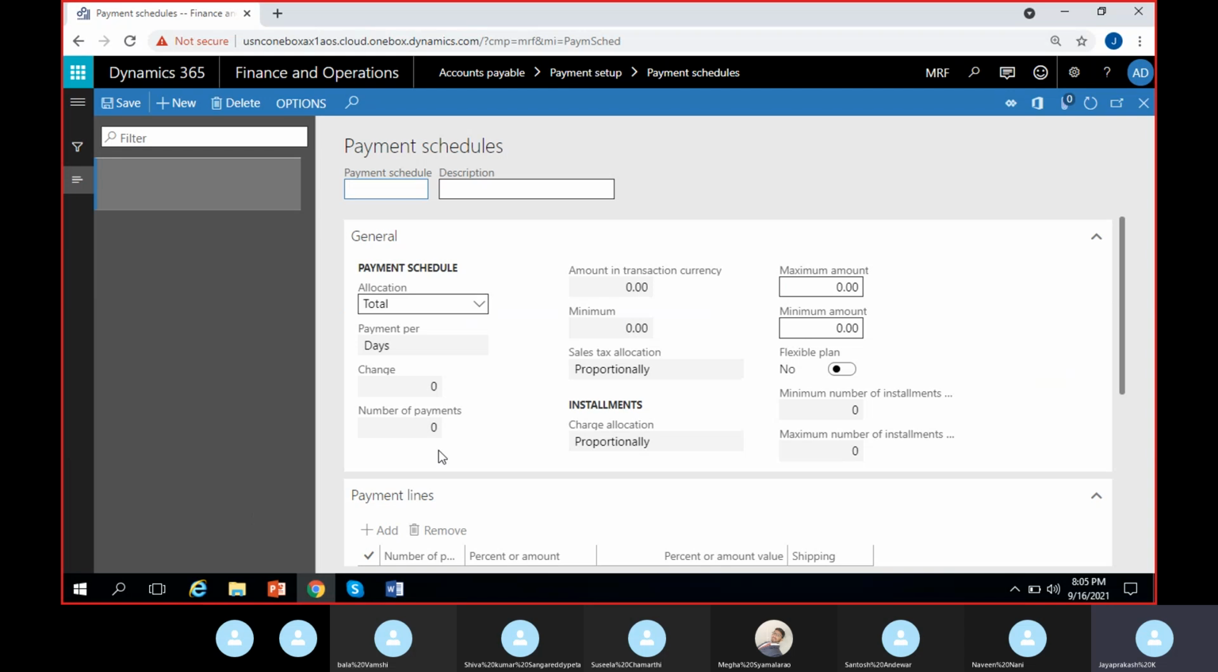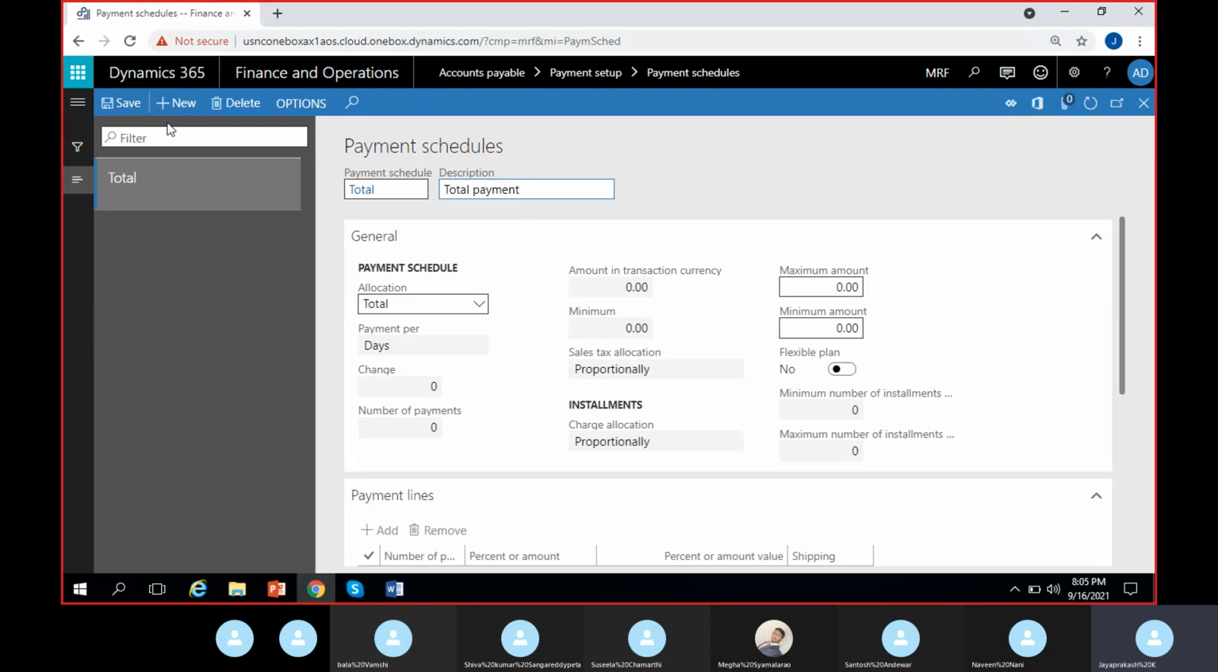The method of the payment schedule depends on these 4. There are 4 methods in defining a payment schedule: total method, fixed amount method, fixed quantity method, and specified method. We'll see how each of them works. I'll select the total method first. I'll give it the name total, and write it as total payment.